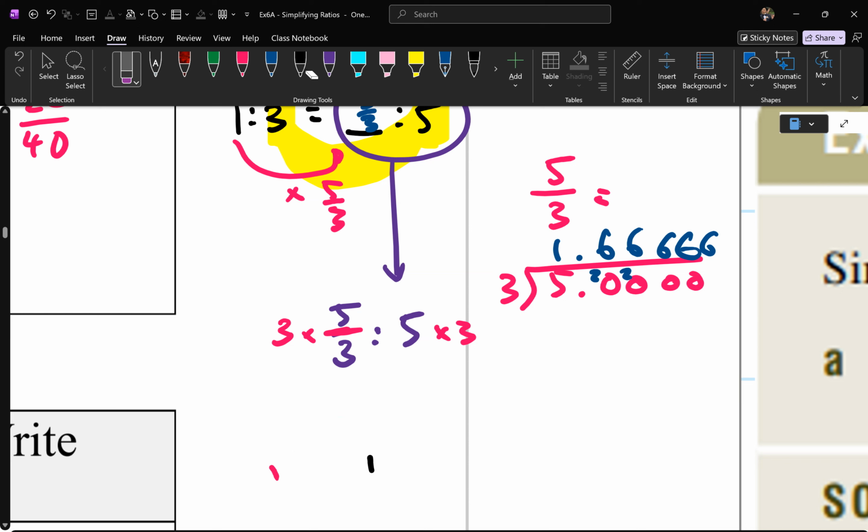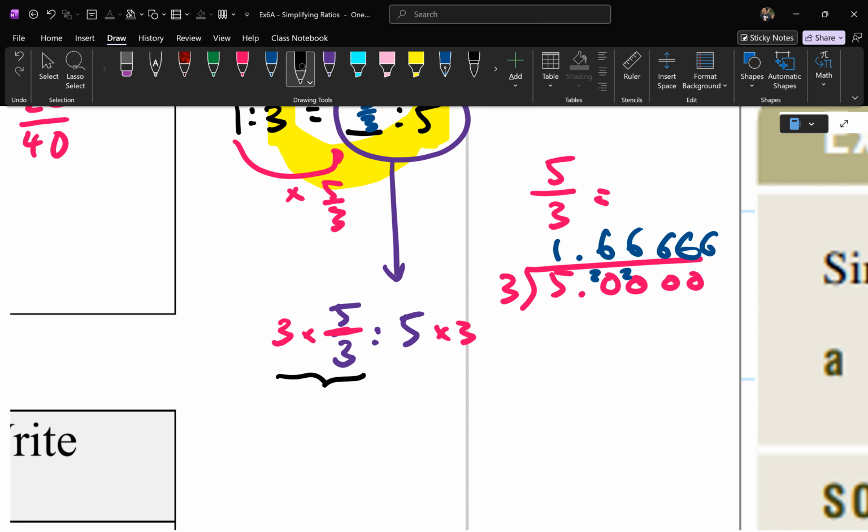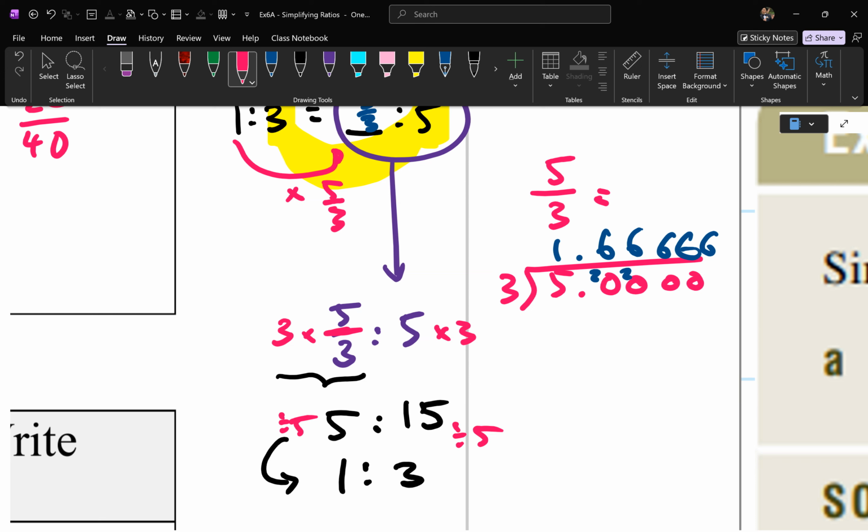So when you times the 3 on the left-hand side, this actually ends up being 5 to 15. You see that? This is the ratio I would like you to write. Instead, if you got 5/3 to 5, that is the way you write it. But conveniently, 5 to 15 is the same as? Because you're just dividing by 5. And that's what today's lesson is.